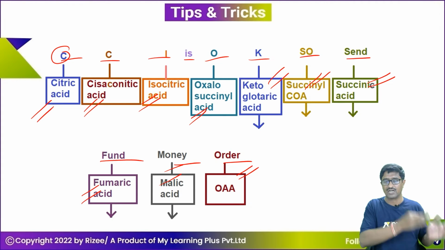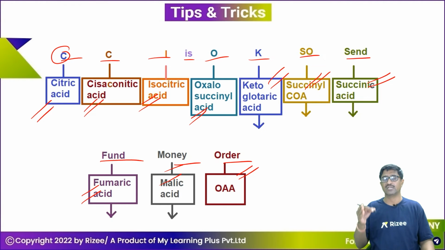So the first letters of the sentence stand for citric acid, cis-aconitic acid, isocitric acid, oxalosuccinic acid, alpha keto-glutaric acid, succinyl coenzyme A, succinic acid, fumaric acid, malic acid. At last, the product is oxaloacetic acid.